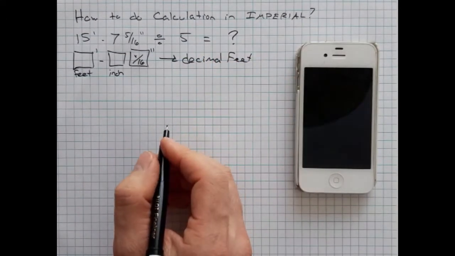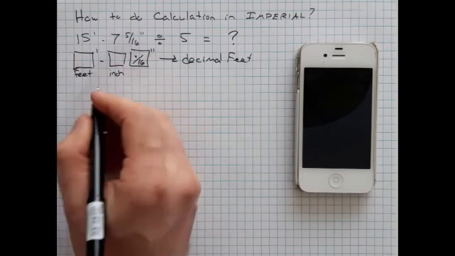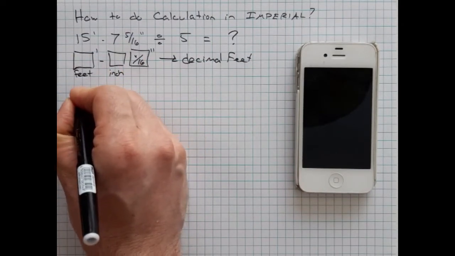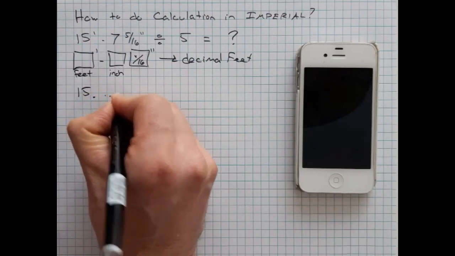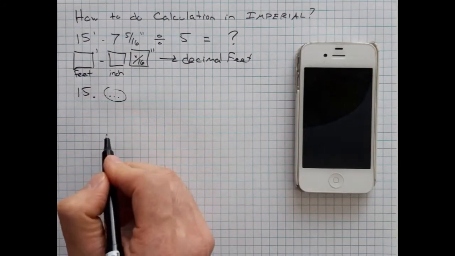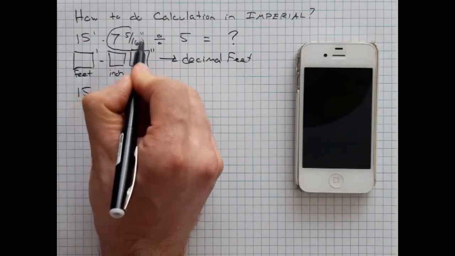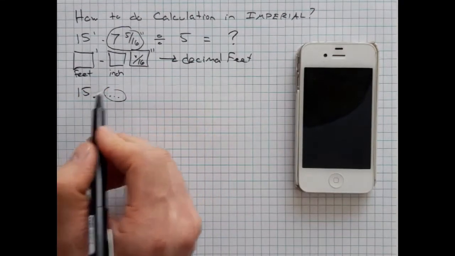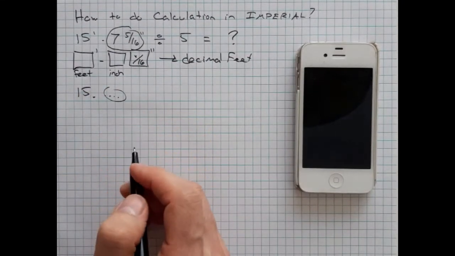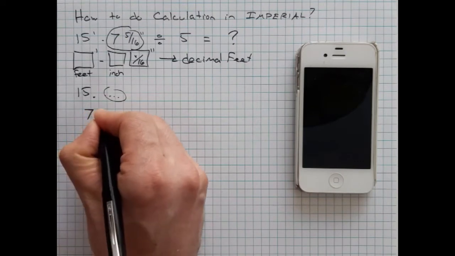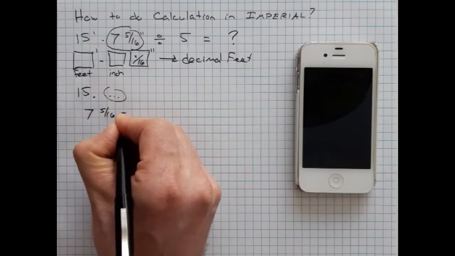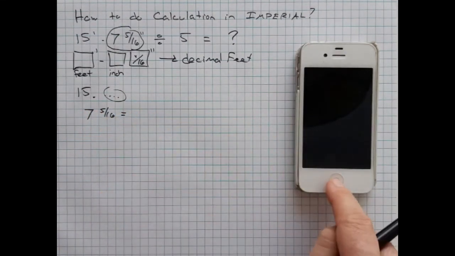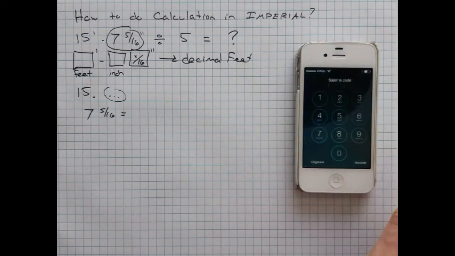Okay, so I know I have 15 feet, so I know it's going to be something like 15 point something. I want to figure out this something. So I need to convert 7 and 5/16 into a decimal of a foot. Okay, so 7 and 5/16 equals what? So what I need to do, go back to my calculator.